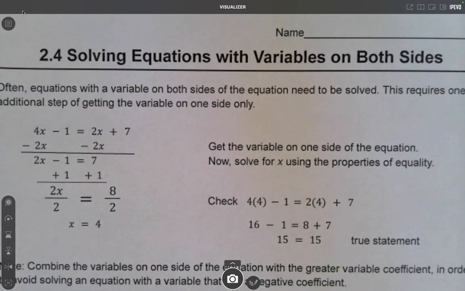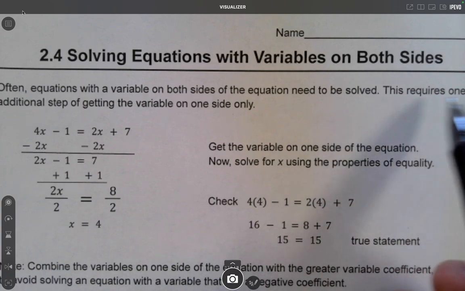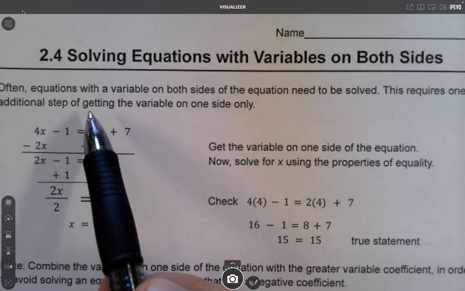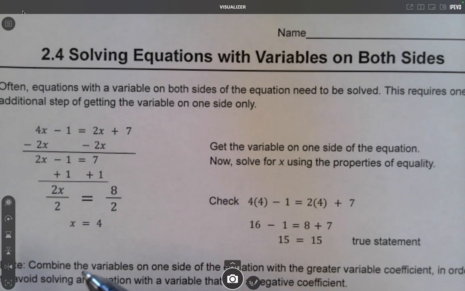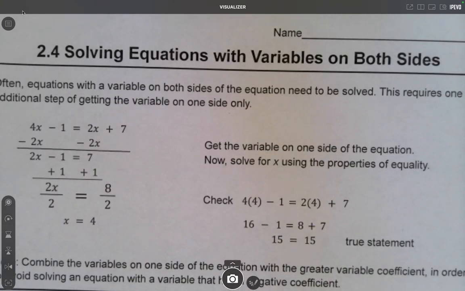Now, the good news is this sentence right here. This requires just one additional step of getting the variable on one side only. So let me cover this up. I think it makes a little more sense if I've covered as we go.